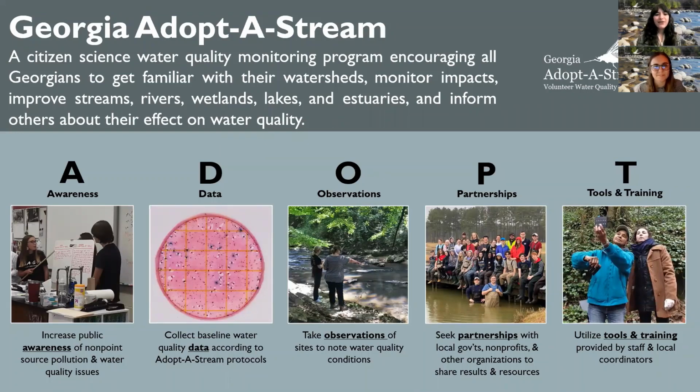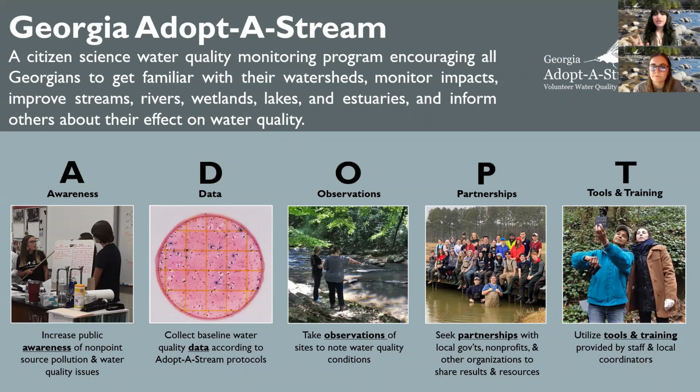Okay, so for those of you who are unfamiliar with our program, we are Georgia AdoptAStream. We are the state's citizen science water quality monitoring program. It's a little bit of a mouthful, but we encourage citizens to get out and familiarize themselves with their watershed, monitor impacts to their waterways, improve streams, rivers, wetlands, any body of water near them, and inform others about the effects of water quality throughout the state.